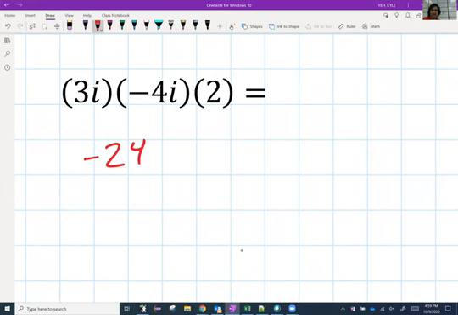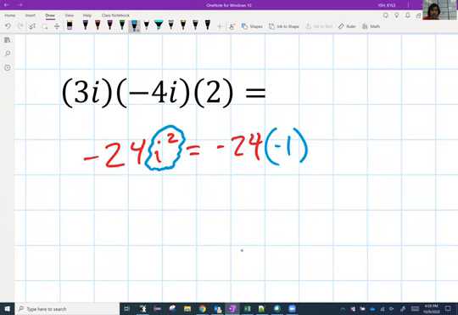And what about i times i? i squared. Doesn't look too bad. And I know something about i squared. What is i squared? Negative 1. And if you have to look back in your table right now, that's okay. But the one you really want to remember is i squared is negative 1. Negative 24 times negative 1 is positive 24.